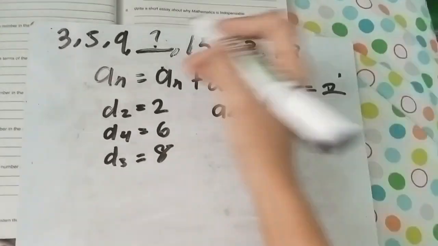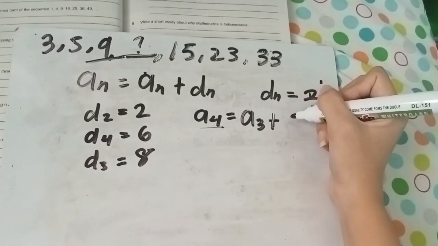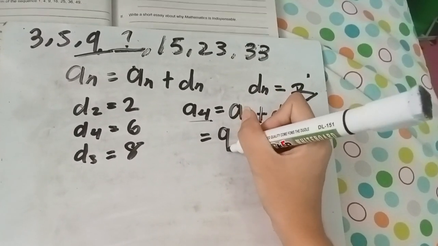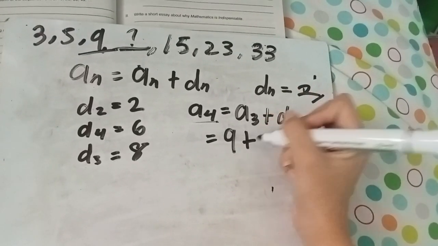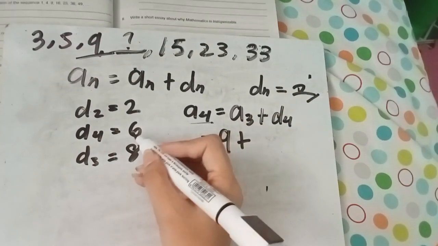A for the fourth term equals the third term, then we will add the third term to the fourth difference. After writing the formula, substitute the given numbers. The third term will be 9 and the fourth difference will be 6.